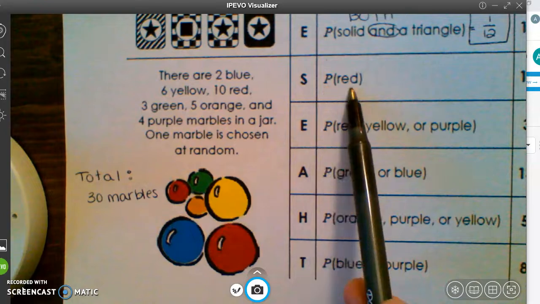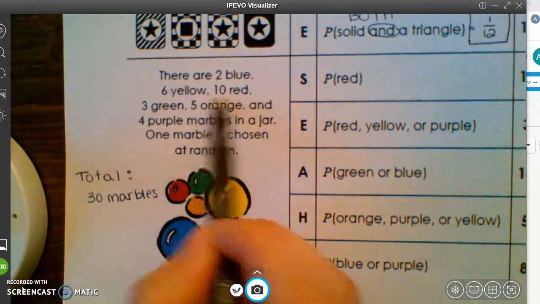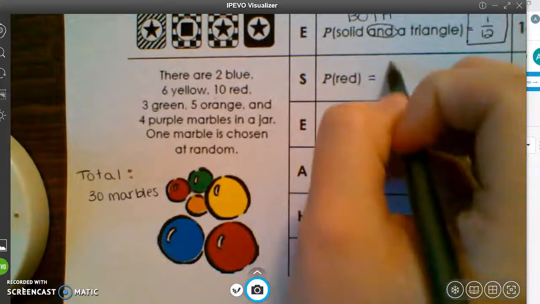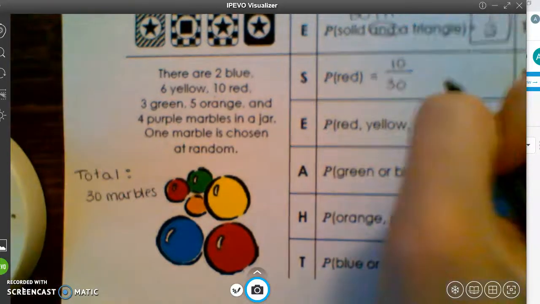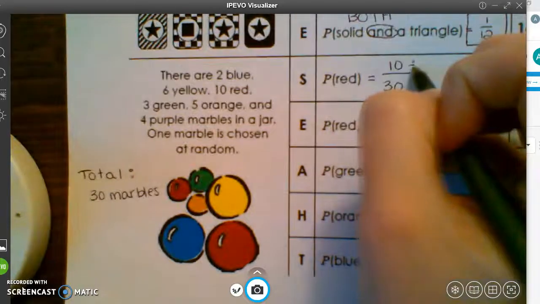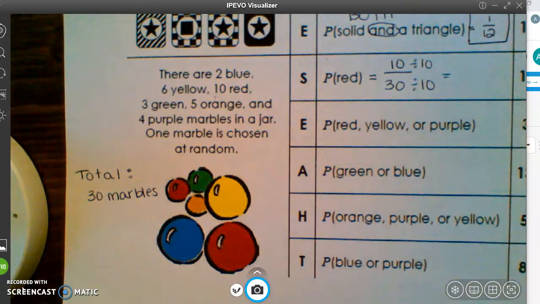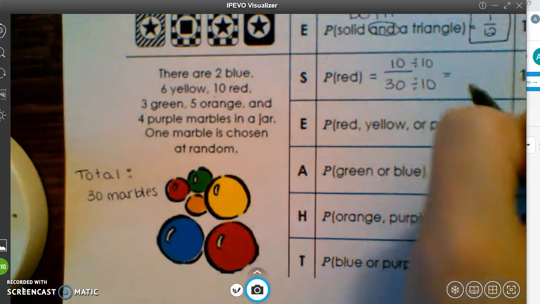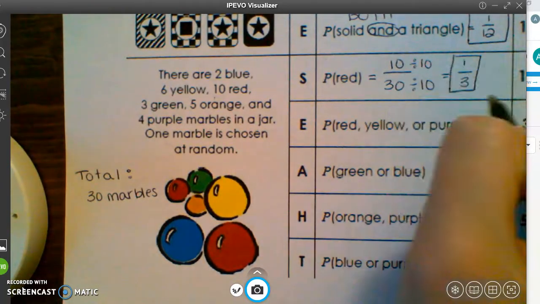S wants the probability of red. So we need a red marble to be happy. How many red options are there? Well, there's 10. There's 10 red marbles in that jar. So there's 10 favorable possibilities out of 30 in all. Well, I can simplify that by dividing by 10. But 10 divided by 10 is 1. 30 divided by 10 is 3. There's a 1/3 chance that you would pull a red marble.